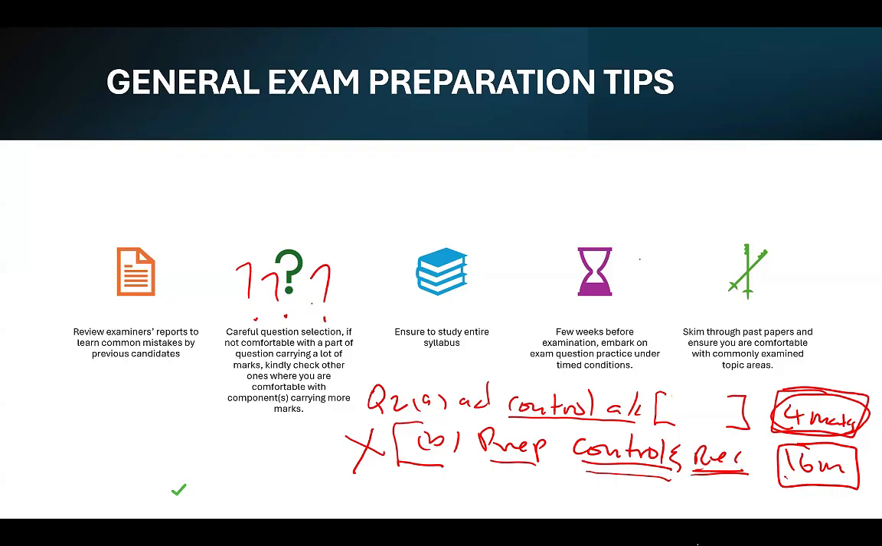Go for a question when you're comfortable with a component which is carrying more marks. Despite you not being too comfortable with a small marks portion, you are likely to get a 50 on that particular question. Ensure to study the whole syllabus. Don't be selective. Like here, you didn't go through the control accounts topic and the question requires it. Just because 5 minutes before the exam your eyes were passing on the uses or purpose of control accounts and that 4 marks, you think you can get it. No.